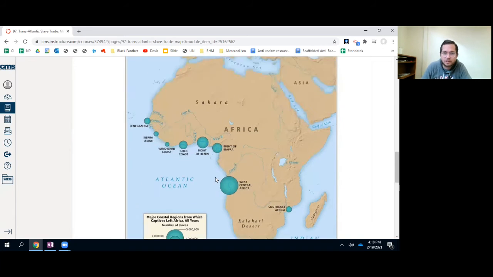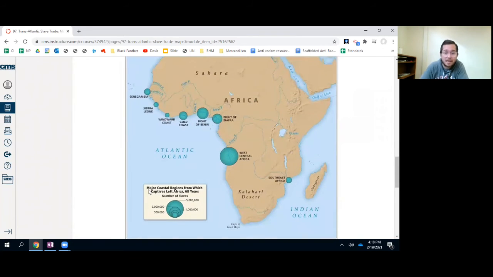So here we have both the title and the key simultaneously. Major coastal regions from which captives left Africa, okay, throughout the entire time of the transatlantic slave trade. And then we need to look at the key and identify what's being communicated. The larger the circle appears to be, the larger the amount of enslaved Africans that embarked on the ships for the transatlantic slave trade. Going down to a smaller circle, you have what looks like 2 million, then 1 million, and then 500,000 is the smallest circle there.